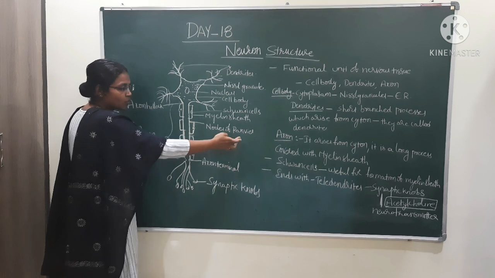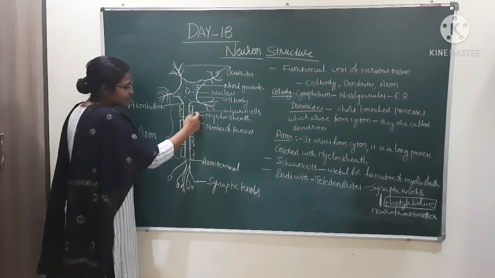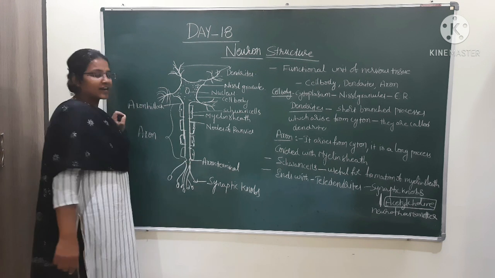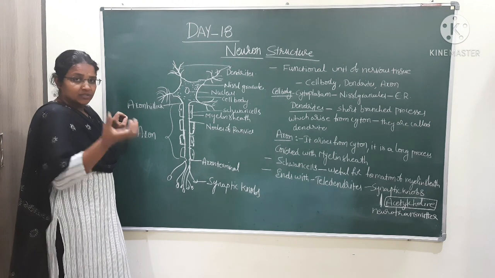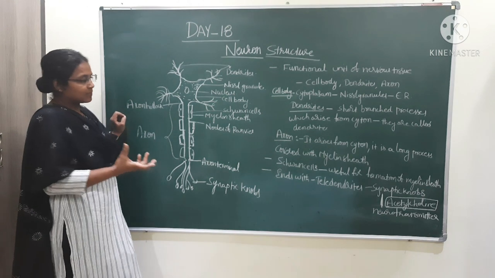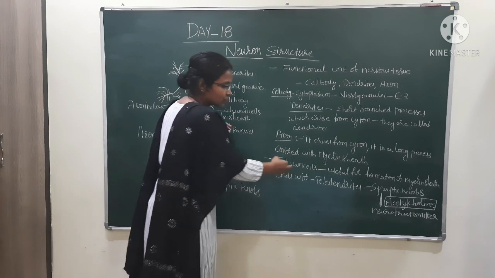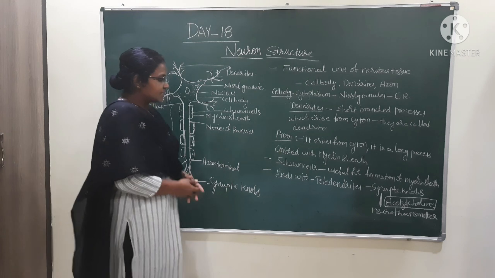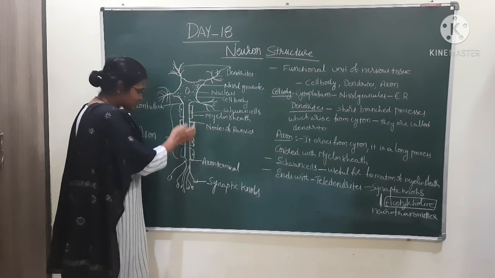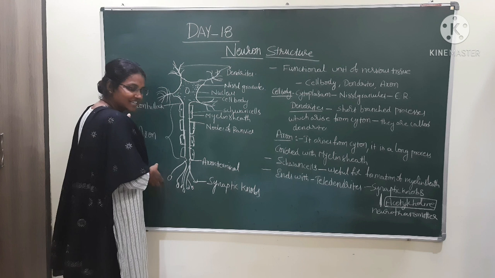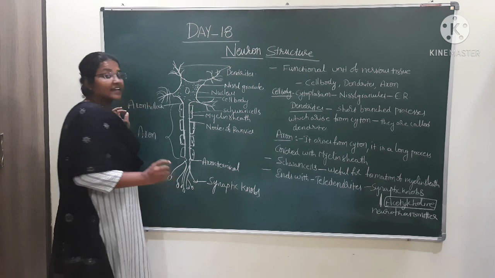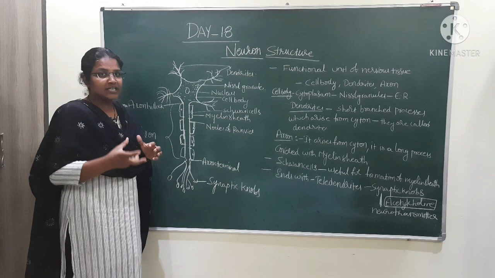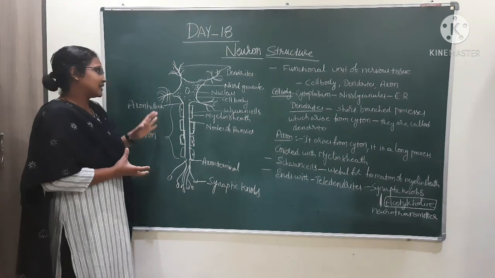In between, the nodes of Ranvier are present. The impulses go from one node of Ranvier to another node of Ranvier. There is a jumping of signals which takes place. The Schwann cells are useful for the formation of the myelinated sheath. So this axon ends with the teledendrites, and these teledendrites with synaptic knobs contain acetylcholine, which is a neurotransmitter that transmits nerve impulses from one neuron to another neuron.